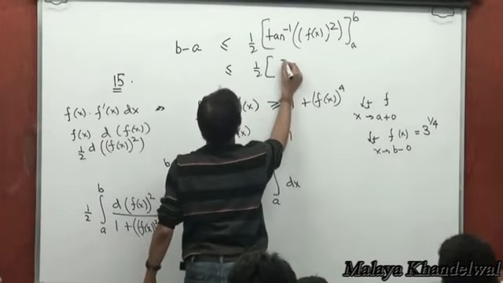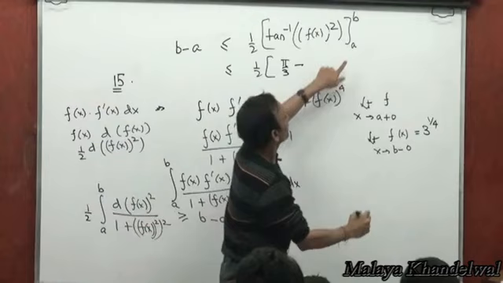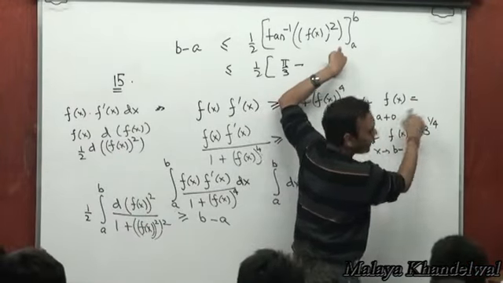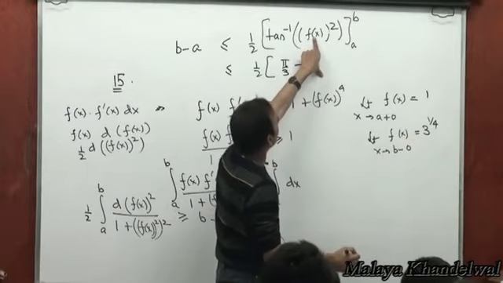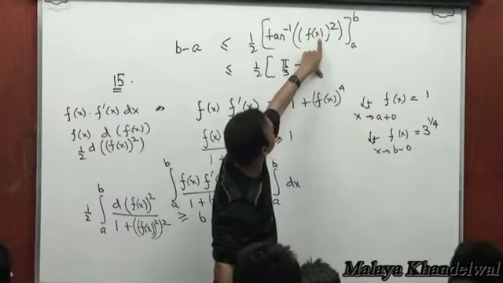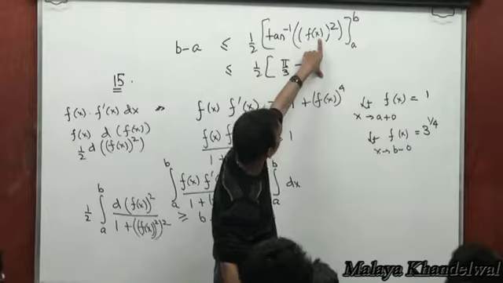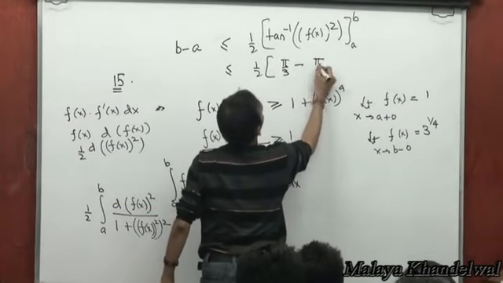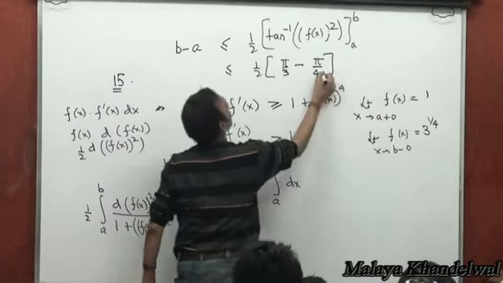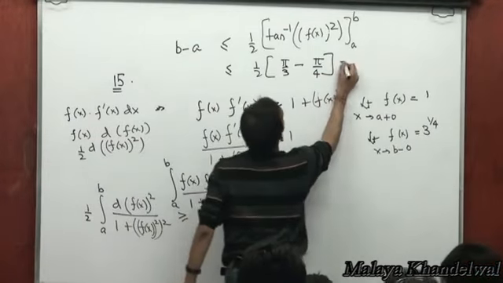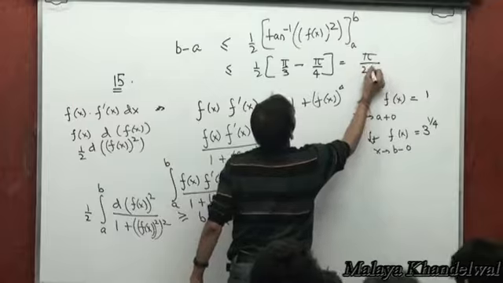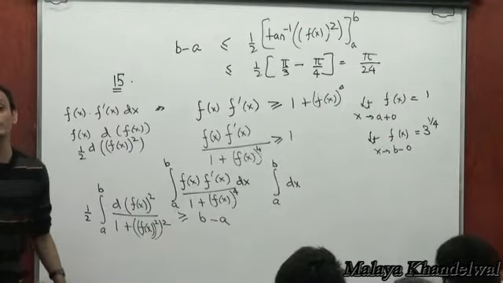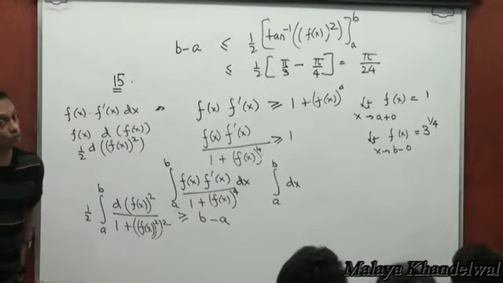So this will give me half of pi by 3 minus, and this was how much? 1. Okay. So at x equal to a, this will be tan inverse 1, pi by 4. So which is like pi by 24. So maximum value of b minus a is pi by 24. Clear?